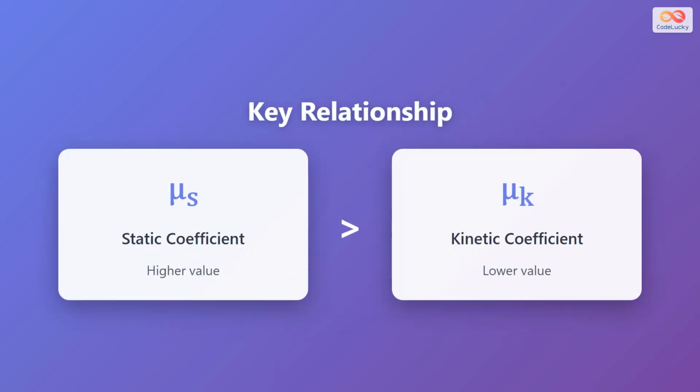There's a critical relationship between the two types of friction coefficients. The static coefficient, mu sub s, always has a higher value than the kinetic coefficient, mu sub k. This explains a common experience. It's harder to get an object moving than to keep it moving. Starting motion requires overcoming the higher static friction, but once sliding begins, you only need to overcome the lower kinetic friction. This is why heavy furniture is difficult to start pushing, but becomes easier to slide once it's moving.